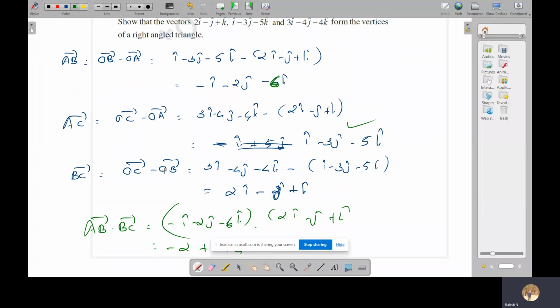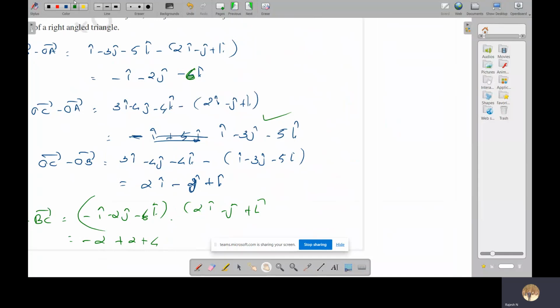Now vector BC is equal to OC minus OB. What is OC? 3I cap minus 4J cap minus 4K cap minus OB is what? I cap minus 3J cap minus 5K cap. 3I cap minus I cap is 2I cap, minus 4J cap plus 3J cap is minus J cap, minus 4K cap plus 5K cap is K cap. Now you have to multiply in such a way that the dot product should be 0.